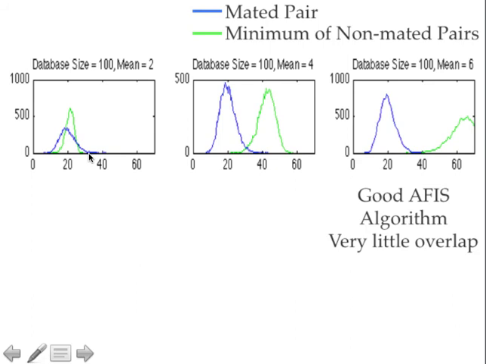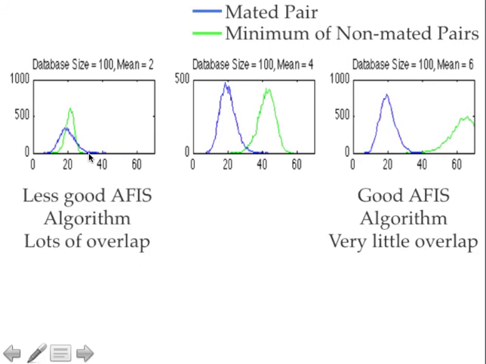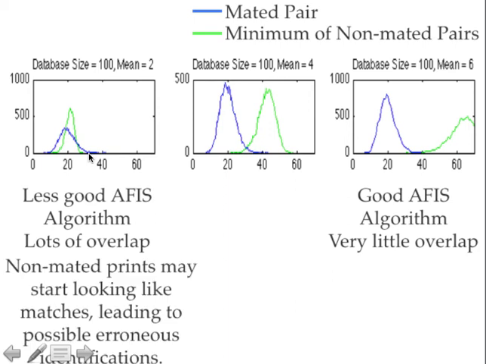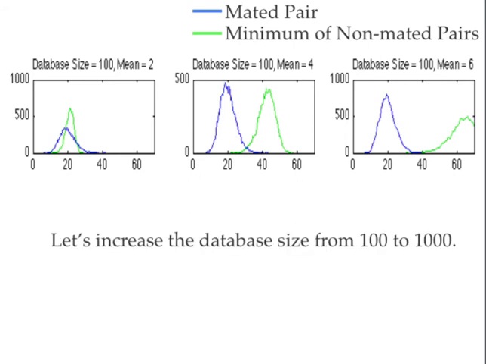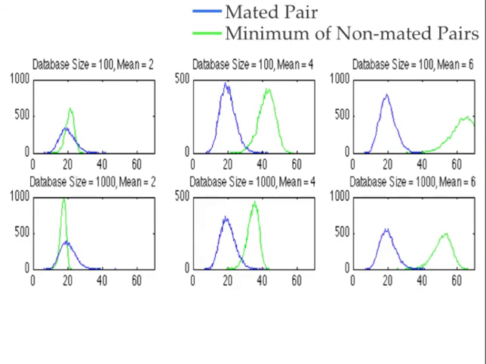Well, here you have a good AFIS algorithm that has very little overlap. There's a less good AFIS algorithm here, and there's lots of overlap. So we don't really know which one of these scenarios we're in, but the more overlap you have, the more the non-mated pairs may start looking like matches, leading to possible erroneous identifications. All right, well, this is just for a dataset size of 100. Let's increase the database size from 100 to 1,000. So this might be like a citywide database or small city or something like that.